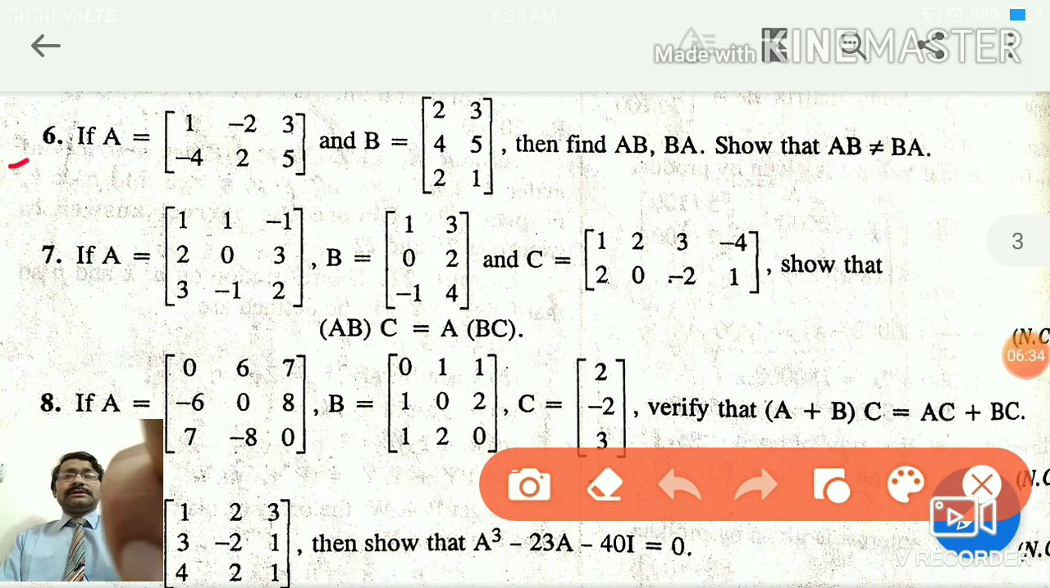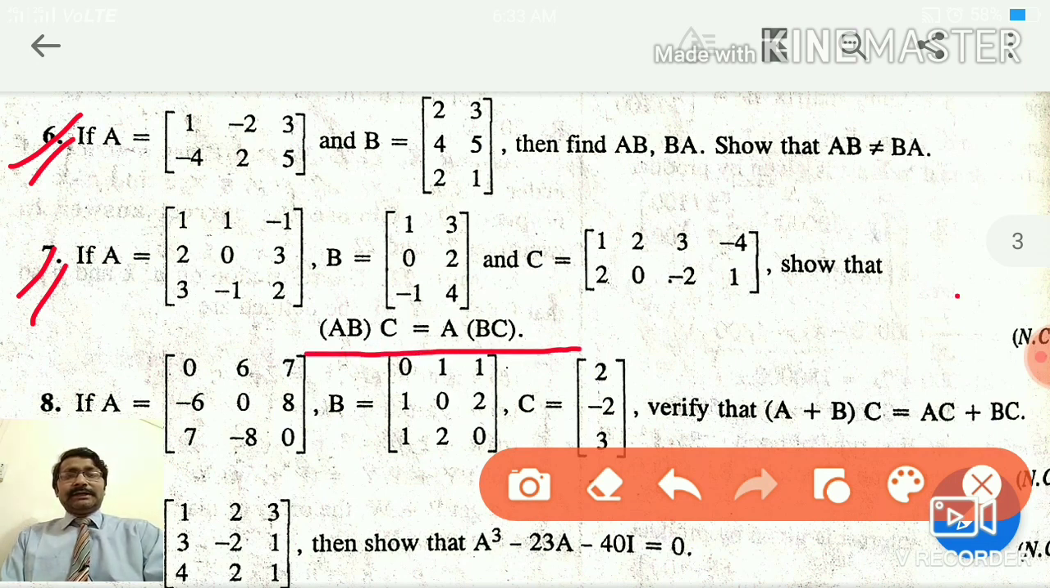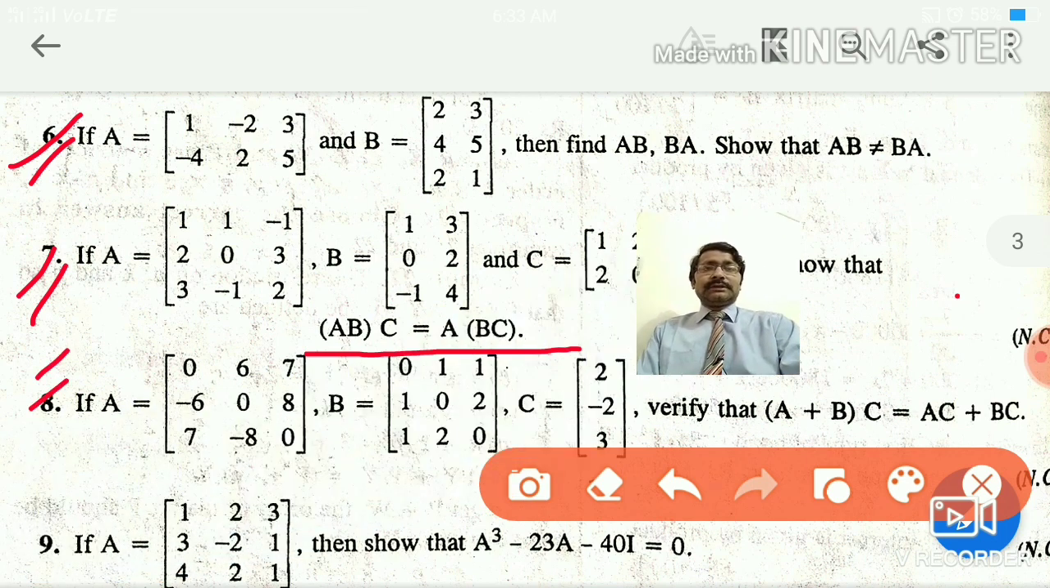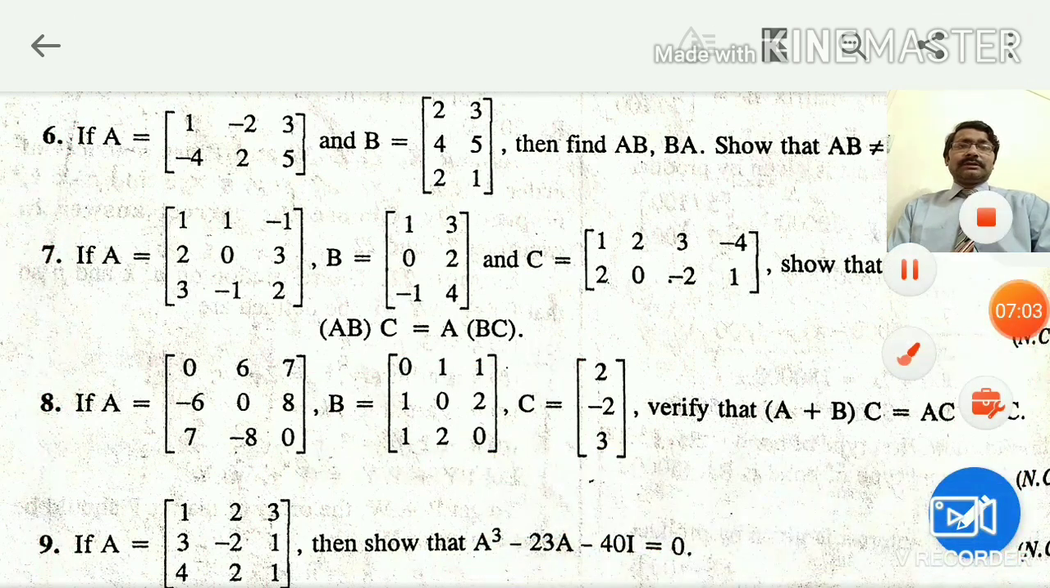Here are some questions I will give you. Question number 6 you have to do. 7 you have to do. Here in 7 you have to prove that (AB) multiplied by C equals A multiplied by (BC). This you have to prove. Similarly, question number 8 you have to do, and then question number 9 also. Look at these, all questions are proved. If you have any doubt in this, you will tell me, so we can solve this.